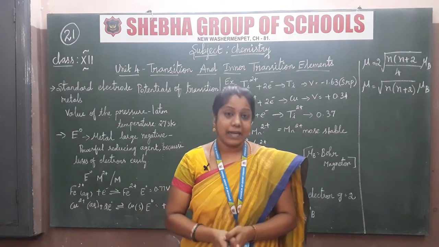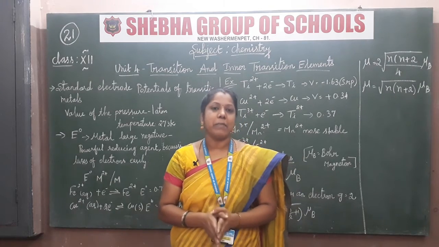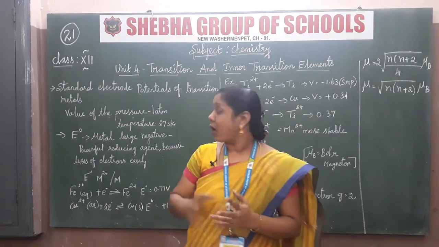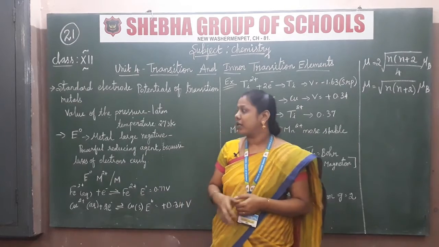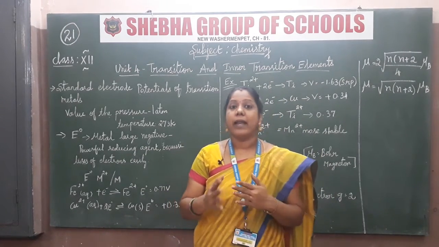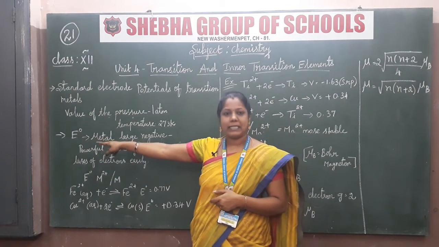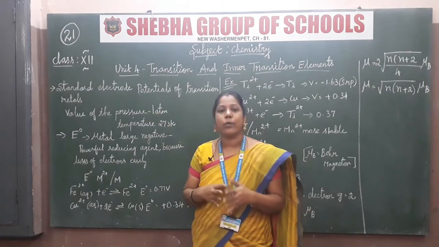Today's lesson is Unit 4, the transition and inner transition elements. For the continuation of the concept, it is the standard electrode potential of the transition metals. What is the meaning of that? The electrode potential. The denotation is E naught. Yes, E naught is the denotation of that electrode potential.